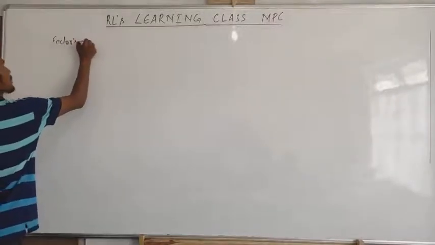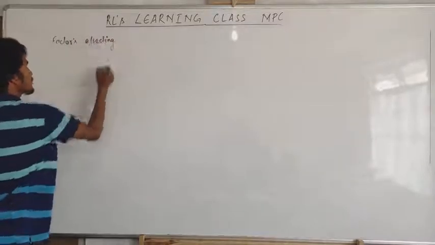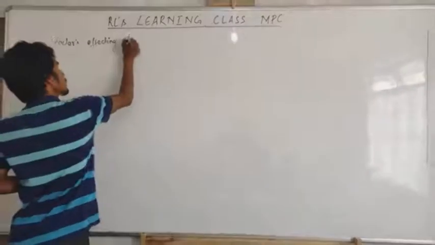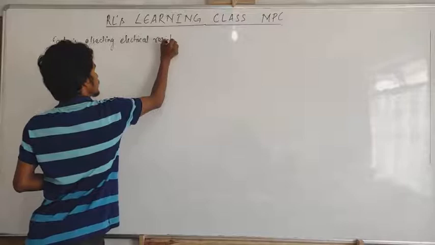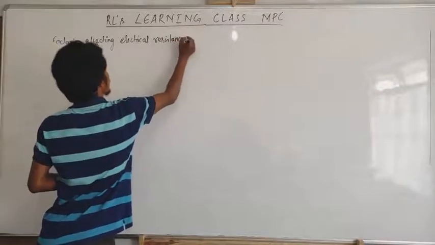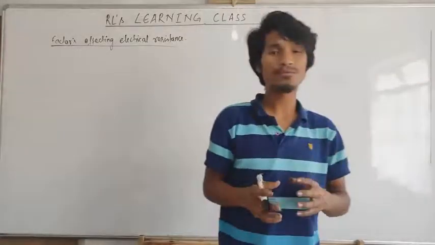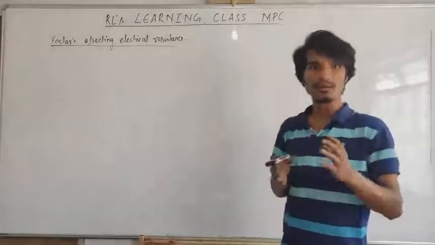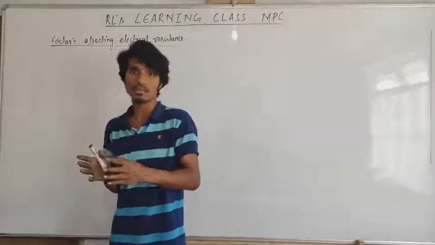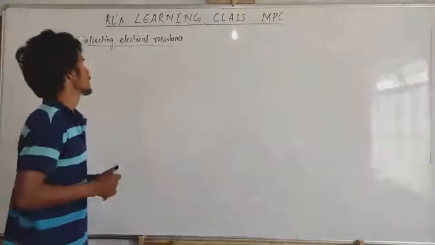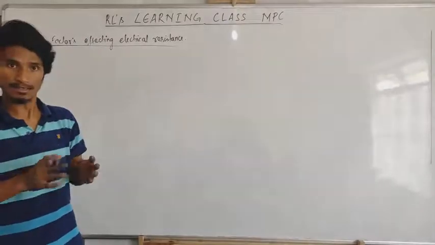The factors affecting electrical resistance. Which parameters affect the resistance? Resistance is the nature that opposes the flow of electric current. When will resistance increase and when will resistance decrease?